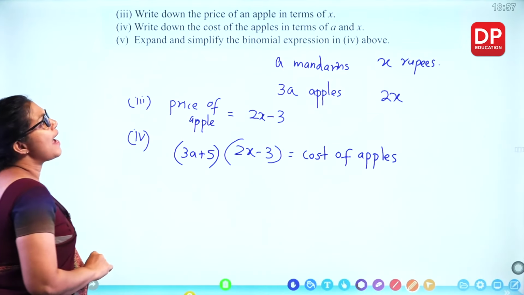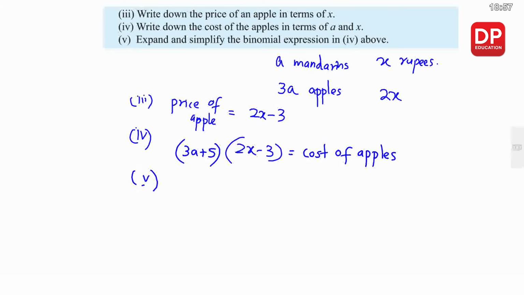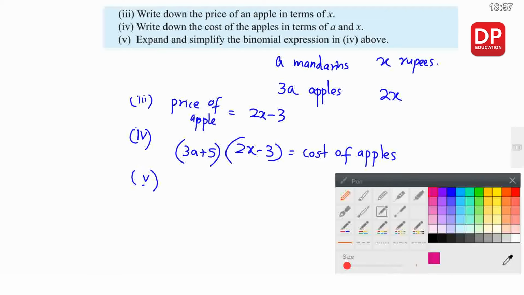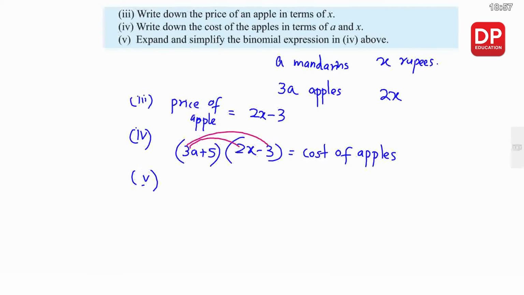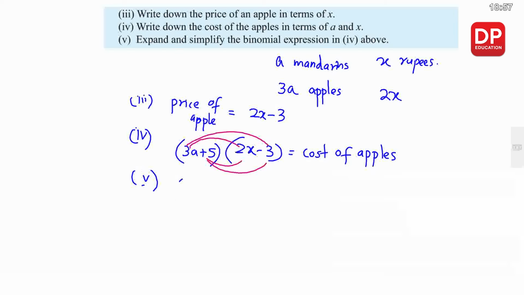Then they are asked to expand and simplify the above expression. So here you can expand it using binomial expansion and simplify. So what you get here? So you get 3a into 2x becomes 6ax. 3a times minus 3 becomes minus 9a. 5 times 2x becomes plus 10x. 5 times minus 3 becomes minus 15.